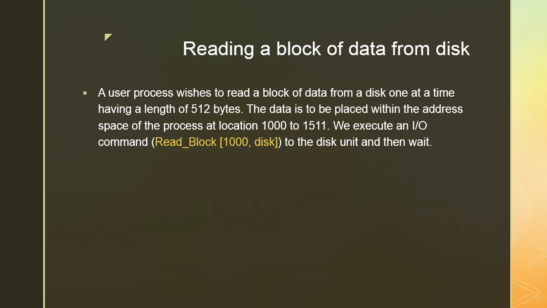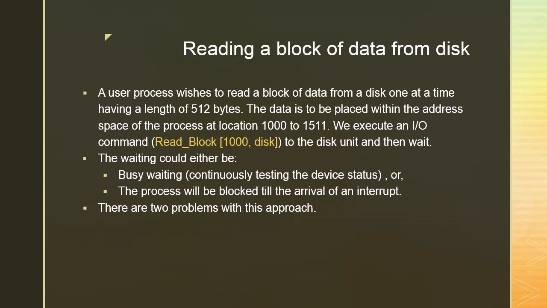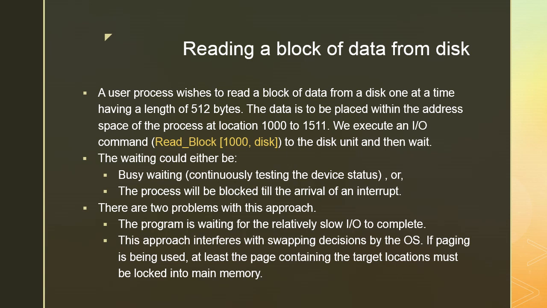We execute an I/O command, read block 1000 disk, to the disk unit and then wait for the data to become available. The waiting could be either busy waiting, which is continuously testing the device's status, or the process will be blocked till the arrival of an interrupt. There are two problems with this approach. The program is hung up waiting for the relatively slow I/O to complete. This approach interferes with swapping decisions by the operating system.